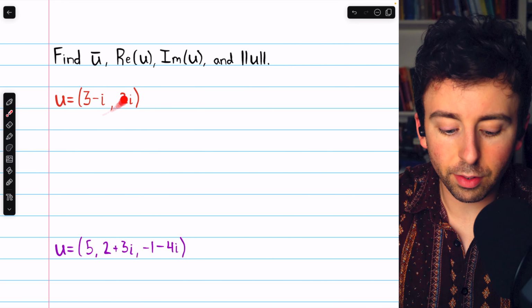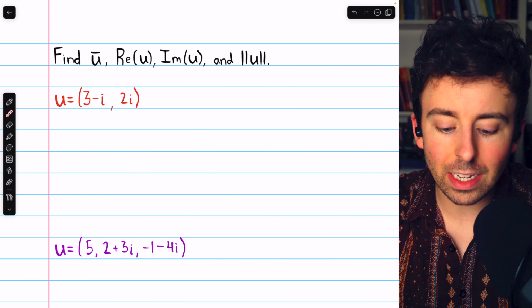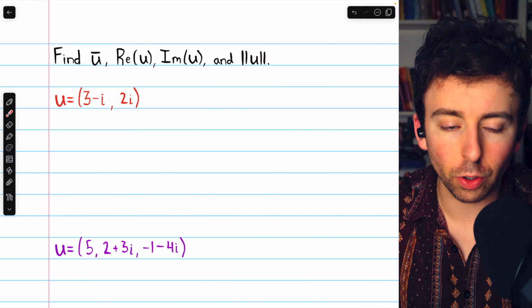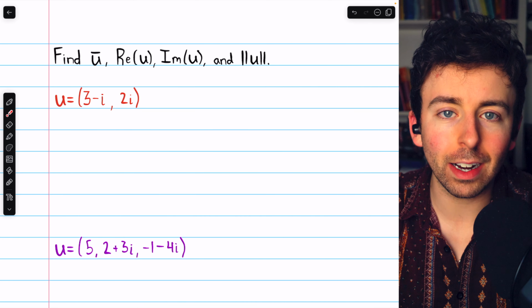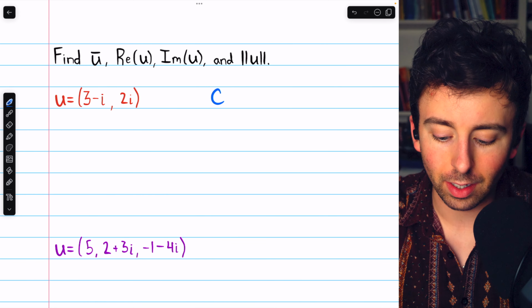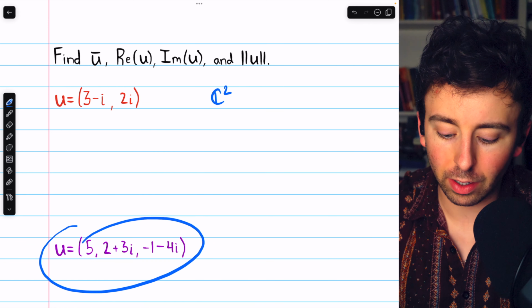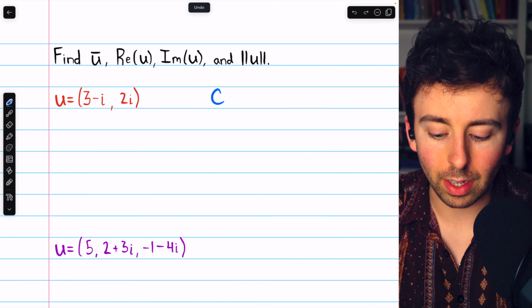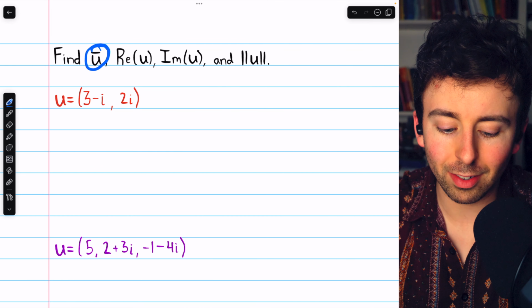Let's do these two examples of finding the conjugate, the real part, the imaginary part, and the magnitude of a complex vector. This first example is a vector in C2, and the second vector is in C3. Let's go ahead and begin with the first vector and finding its conjugate.